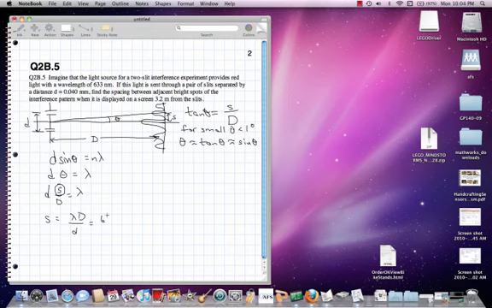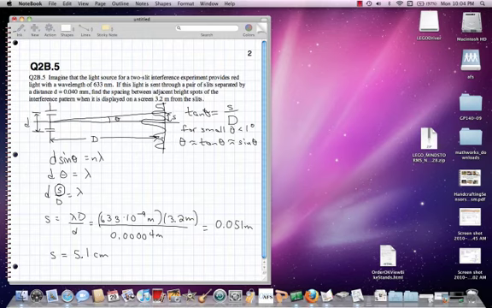I plug in numbers here: 633 times 10 to the minus 9 meters, that's what the nanometers are. D is equal to 3.2 meters, the distance from the slits to the screen, and little d is equal to 0.04 millimeters, so that's 0.00004 meters. When I plug it in, I get 0.051 meters, or S is equal to 5.1 centimeters. So this distance here is 5.1 centimeters on a screen that's 3.2 meters away.